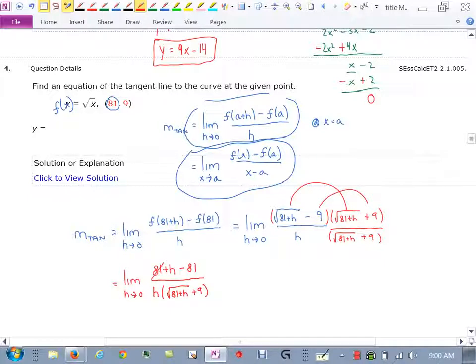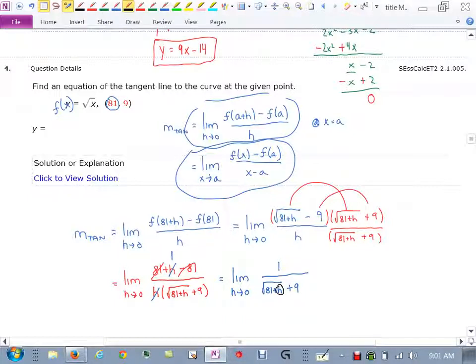And on the top, the 81s cancel, and all you're left with is an h. That's important because the h up here will cancel with the h down there. I'm left with a 1 up here. So here's where I am. Limit as h approaches 0 of 1 over square root of 81 plus h, plus 9. Now I actually let h go to 0.